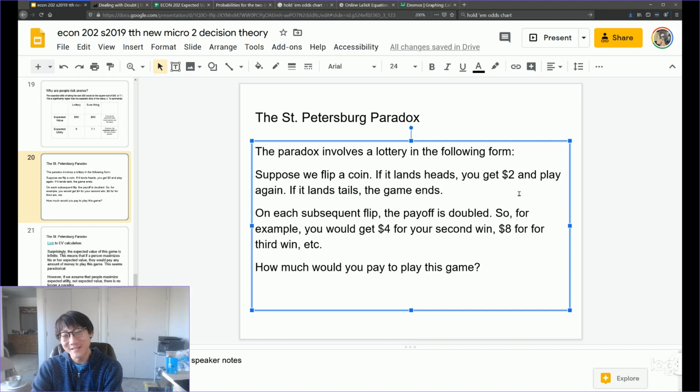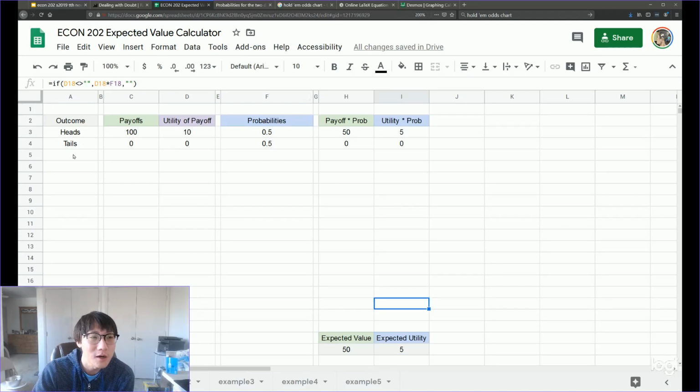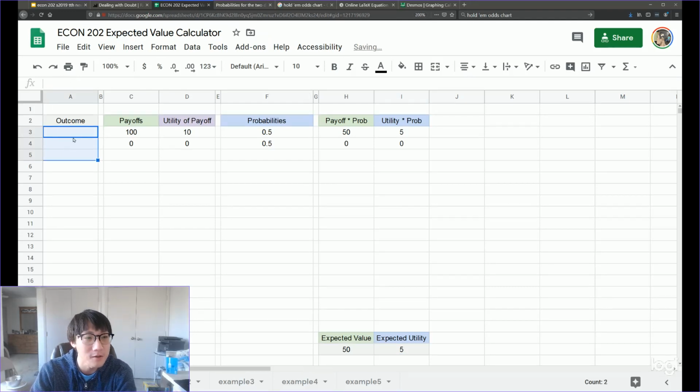Okay? Because as it turns out, the expected value of this game is infinite. It's infinite, the expected value of this game. Okay, let me show you why. So we're going to fill out some outcomes here. Okay, so the outcomes in this game are basically going to be, well, what are the outcomes of this game?